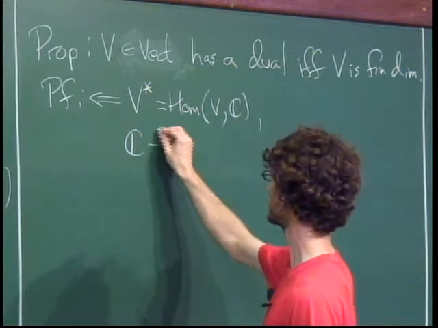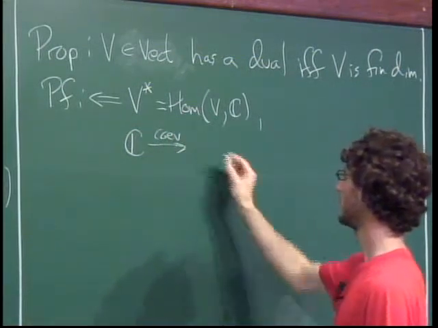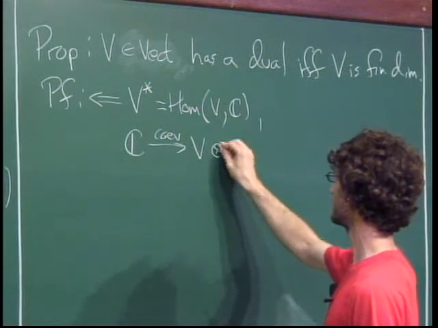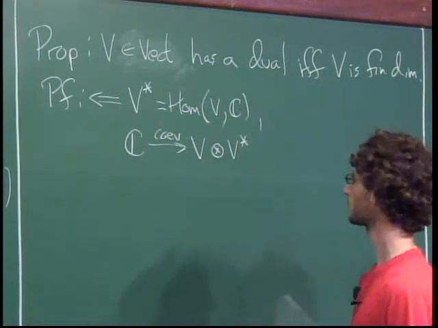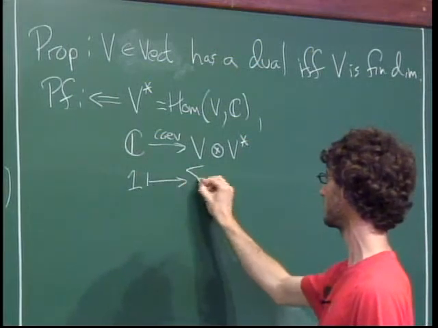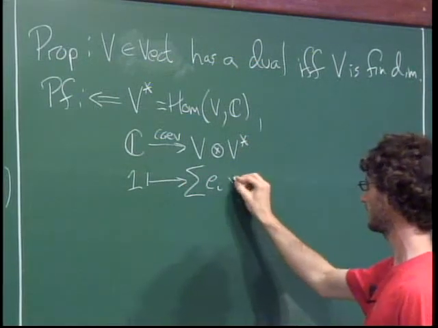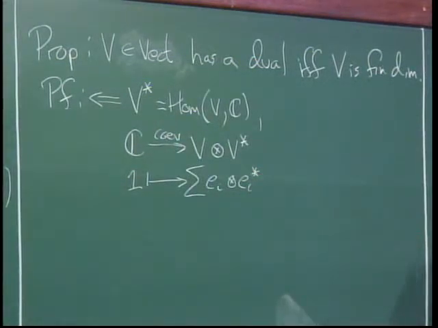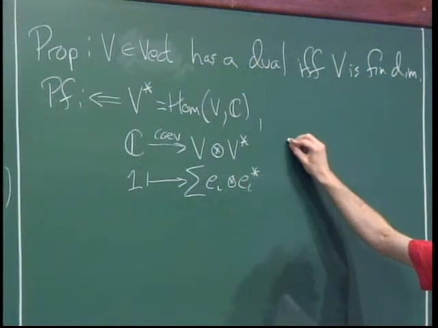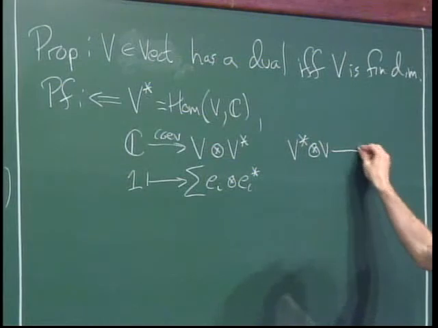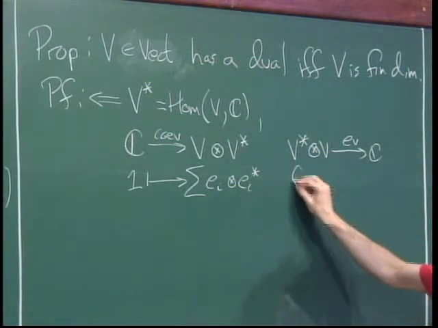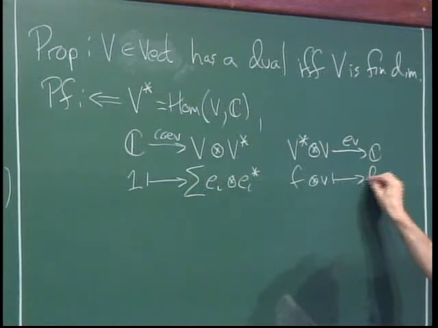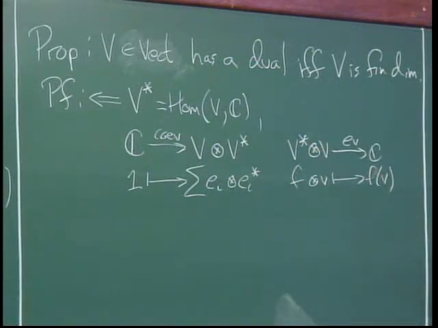So what's the co-evaluation? I'm mapping here to V tensor V star, and I just send 1 to, I pick a basis e_i, write down the dual basis e_i star, and I sum those up. And then, on the other hand, the evaluation map is just what you expect. It's actually evaluating the function on the vector. And maybe I'll leave it to you to check that that actually does.